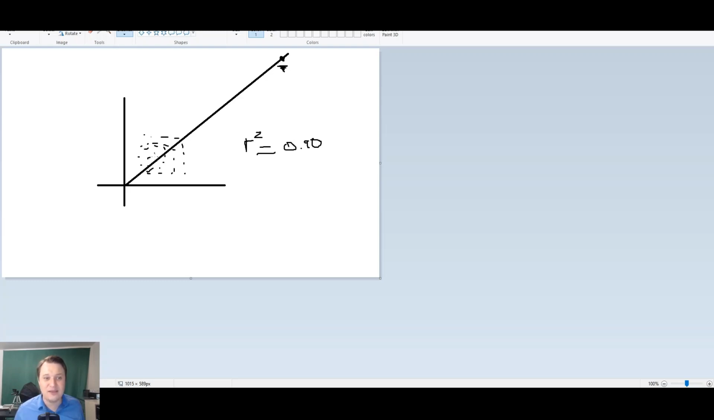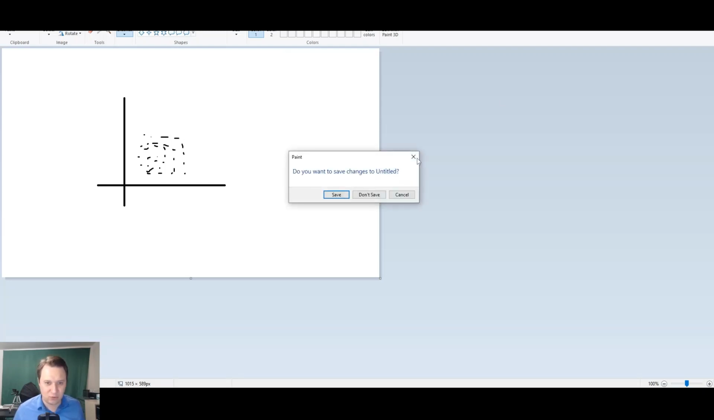Even though none of the other points are represented by the line really, or very few, you'll still get a high R squared because of the impact that that outlier has on the data. To the point that if you remove that one point, all of a sudden your R squared goes right back down to close to 0. So that's why we have to be really careful with outliers when we're doing this process.